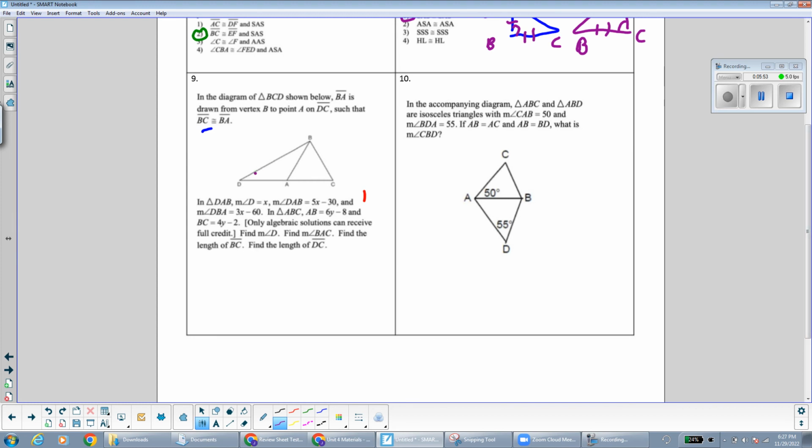Okay, measure of angle D is x. Measure of angle DAB is 5x minus 30.